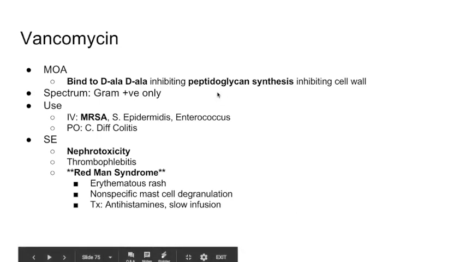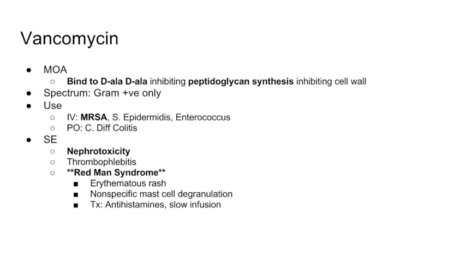Next cell wall inhibitor is vancomycin, and vancomycin is one of the biggest medications that we use. It binds to D-ala D-ala amino acids. So if it binds to that, it inhibits the peptidoglycan synthesis and it inhibits the cell wall. And it's really important that you know that it binds to these two amino acids. Its spectrum covers only gram-positive. Biggest use for vancomycin is MRSA.